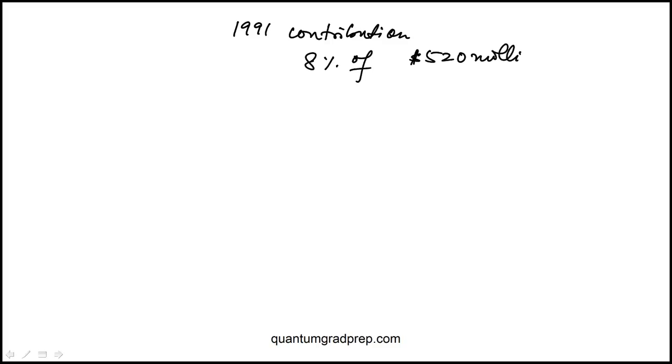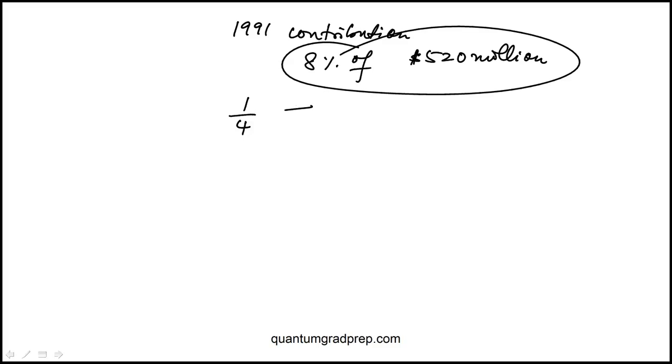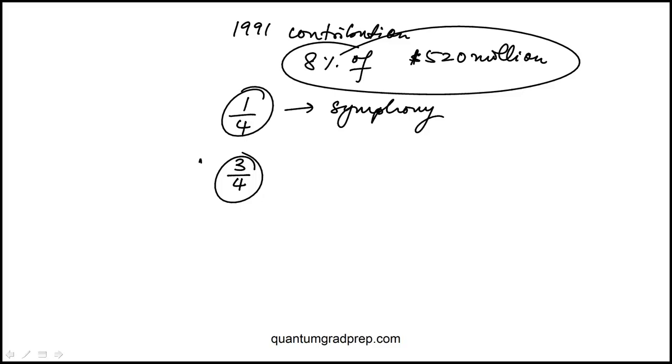So here we're given that of the retail sector's 1991 contribution, which in 1991 contributed 8% of the total, which is $520 million. And they tell us that of this amount, 8% of that, 1/4 went to symphony orchestras, and half of the remainder. So the remainder would be 3/4, because 1/4 went to symphony, and half of that would be 3/8 went to public television.